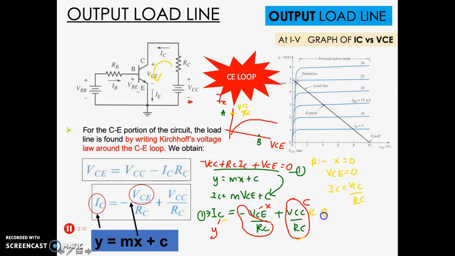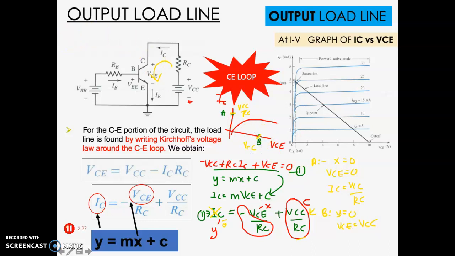Now, how about point B? You need to make y equal to 0. So what is your y here? Your y here is your IC, so this one will be 0. So your VCE will be equal to VCC. So you get this point B, which is actually your VCC.